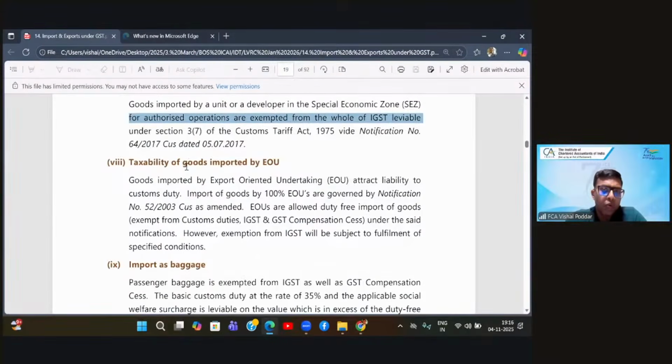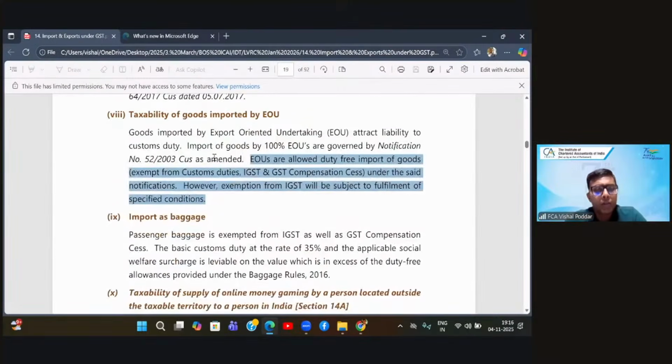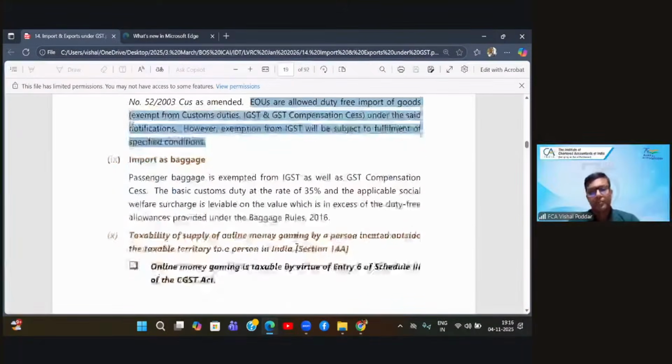Next, what will happen where goods are imported by EOU? EOU, which are also called export-oriented undertakings or 100% export-oriented undertakings, have some reliefs. What is the relief? They are allowed duty-free import of goods. But interestingly, exemption from IGST will be subject to fulfillment of specified conditions. So EOU is allowed duty-free imports. It means customs duties, IGST, GST compensation cess, everything is eligible. But the IGST component is eligible subject to some specified conditions.